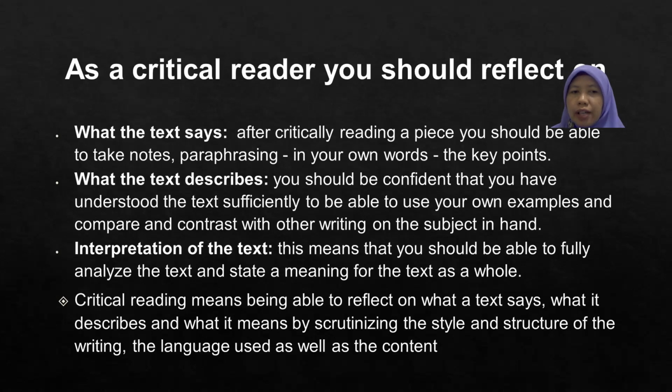After you know about the text, you try to interpret. You go with the interpretation of the text. It means that you should be able to fully analyze the text and state the meaning of the text as a whole. And last, critical reading means being able to reflect on what the text says, what it describes, and what it means. So this is the thing that we need to reflect on from a text as a critical reader.